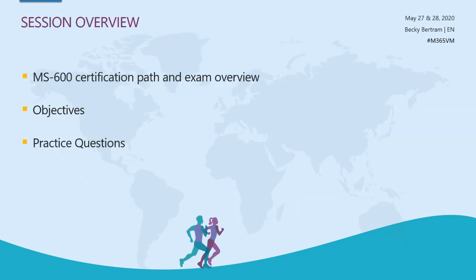So the session overview for today: first we're going to go over a little bit about exam MS 600. Then we're going to run through the objectives, and at the end we'll have a couple practice questions. Obviously, there's no way I could prepare you for an entire exam, but the purpose of this is just to cover the topics that are going to be covered so that you can go back later and do your own reading on it.